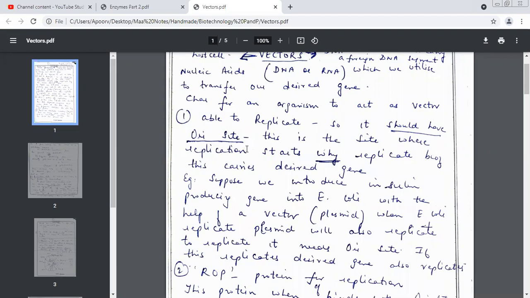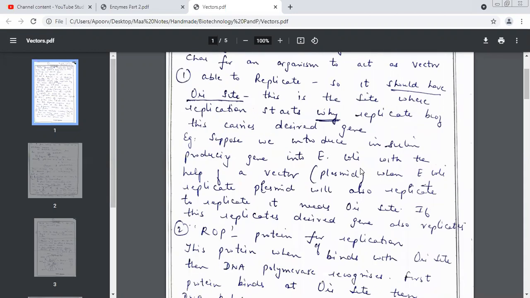What is this word? Ori site. Ori actually means origin, short form of origin. The place or the site where replication originates or starts. That is why this site is known as the ori site. And why do we need replication? Because this is carrying your desired gene. Let me try to explain with an example.